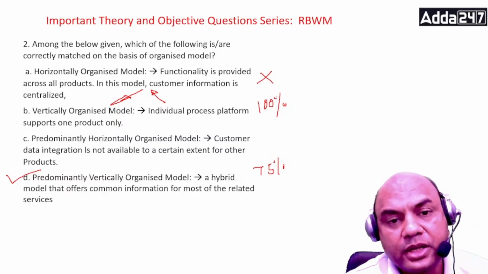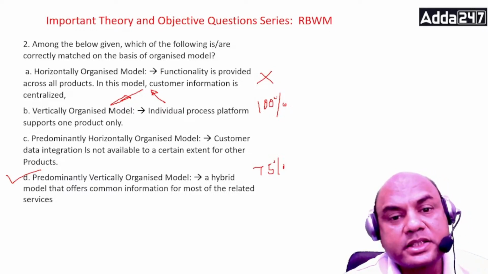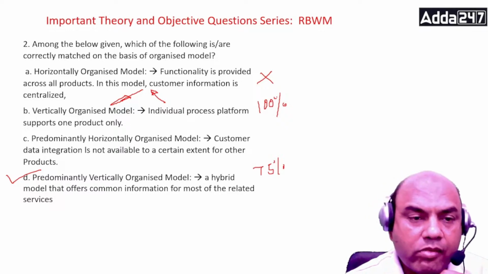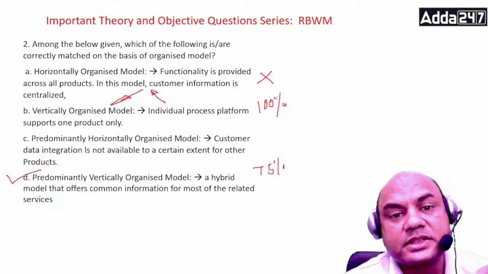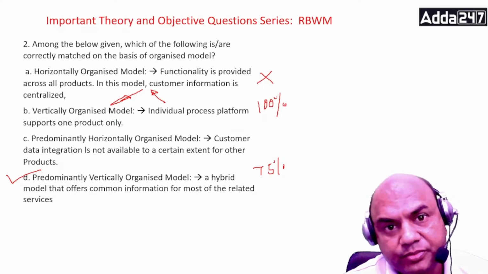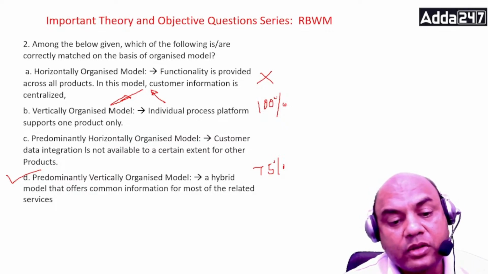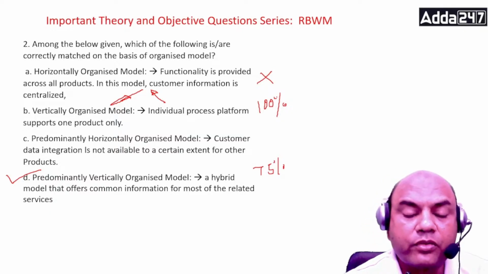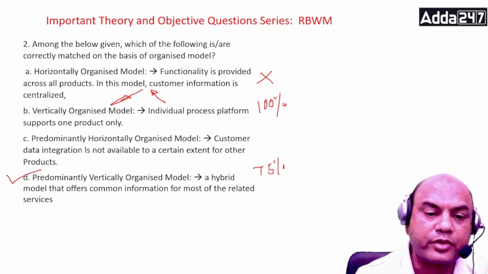PH means predominantly horizontally. In that model there is some modularization within the product-oriented approach. So some modularization is done, meaning some centralization has started. Customer data integration is available to a certain extent to other products also. And PV, predominantly vertically organized, is a hybrid model that offers common information across almost all the products.